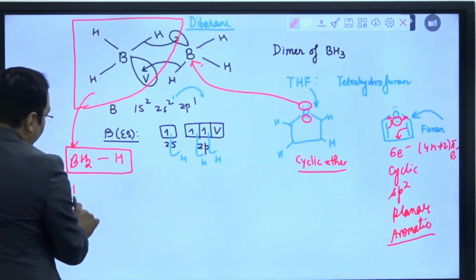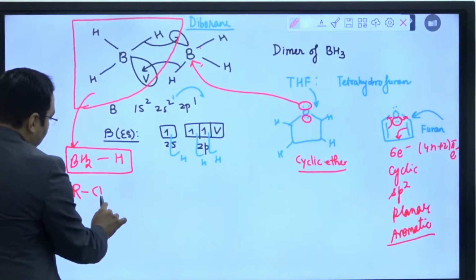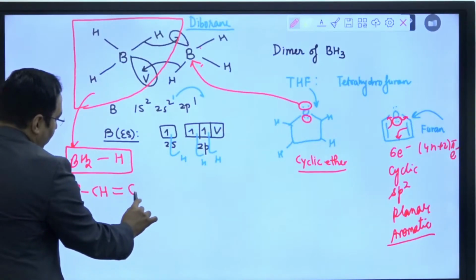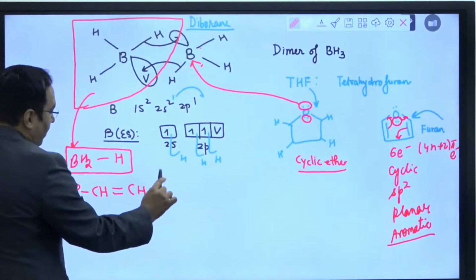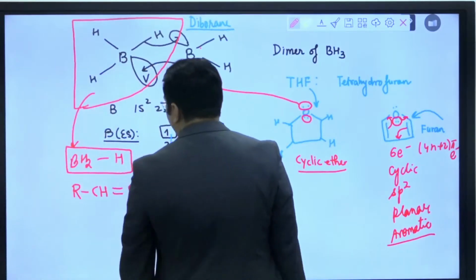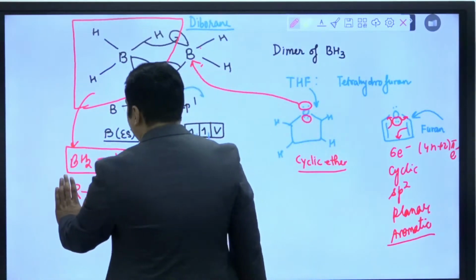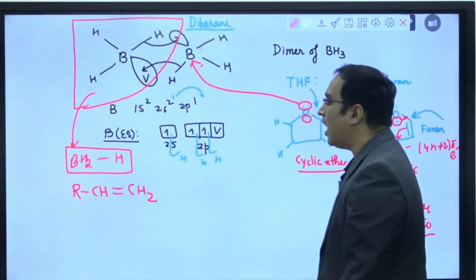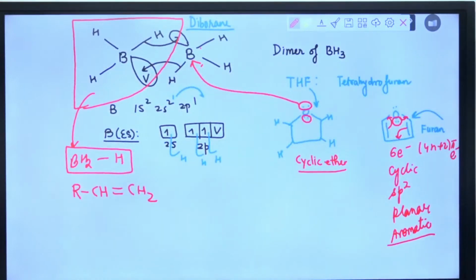Where does it have to react? R, CH, double bond CH2. Suppose the reaction is going on this. Or let's say, you can keep R. It's okay. R, you understand, like CH3, C2H5, any such group.